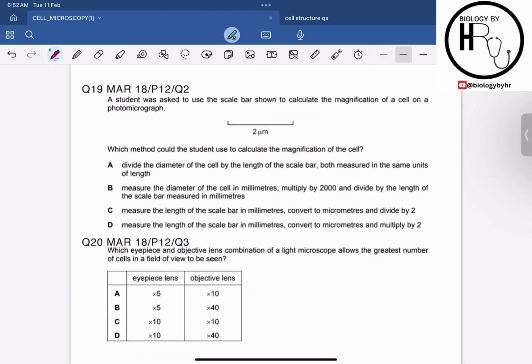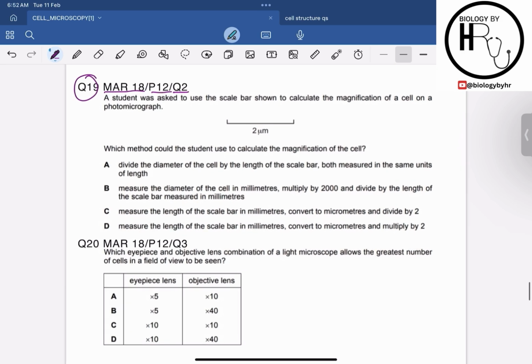Alright, so now let's move on to question 19 over here, which is from March 2018, paper 1 to question 2. Over here in this question, they are saying that a student was asked to use a scale bar shown to calculate the magnification of a cell on the photomicrograph. Alright, so a scale bar is shown over here, which is of 2 micrometers, which means that this is the actual length over here. Which method could the student use to calculate the magnification of the cell? Very simple question. We know that magnification is equal to the image length divided by the actual length.